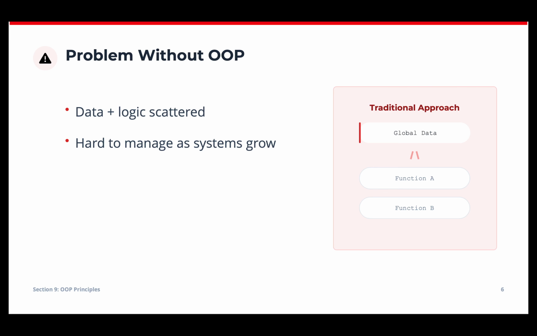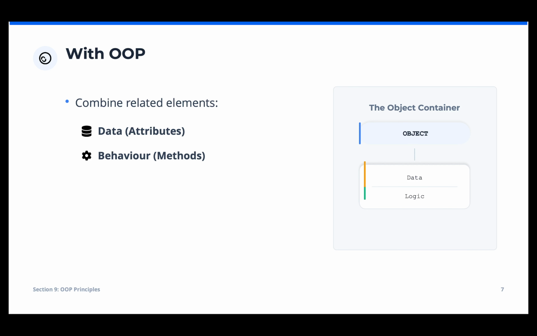What happens without OOP? One function may depend on global data, another function may modify it elsewhere, and as the system grows, it becomes harder to trace what belongs to what. This is exactly the kind of complexity that OOP tries to reduce. With OOP, data and behavior are bundled together inside an object. That means, instead of having information in one place and logic in another, the related pieces are grouped into one container. This makes the program easier to reason about because each object represents one coherent thing.